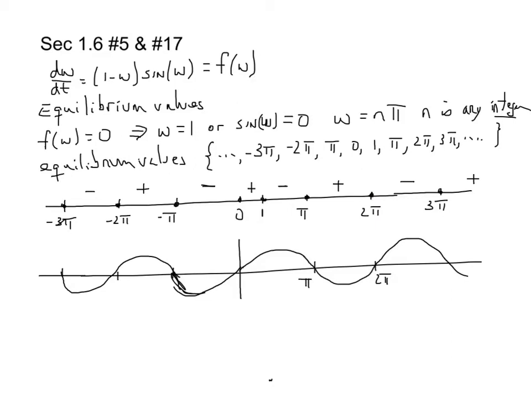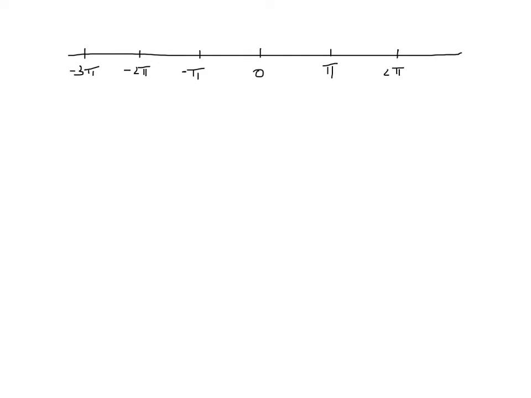Next slide. Okay, so starting where we left off, I'm going to recreate that sign chart, but I'm going to do it vertically this time. Well, I'll reproduce it here first. So what I just showed on the other page, I went from minus 3 pi, minus 2 pi, minus pi, 0, pi, 2 pi, and 3 pi. And these are all my equilibrium values.